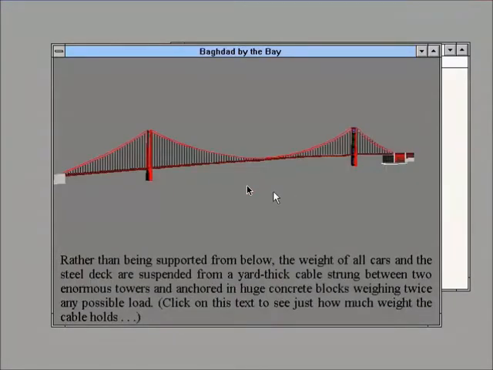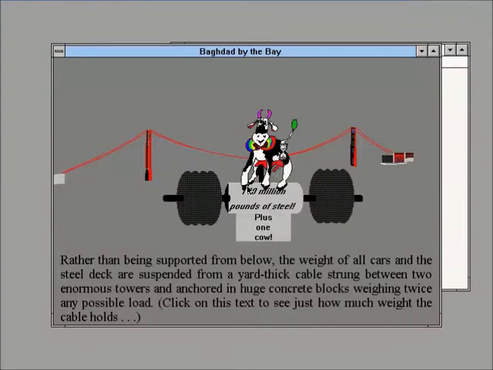Rather than being supported from below, the weight of all cars and the steel deck are suspended from a cable strung between two enormous towers and anchored in huge concrete blocks weighing twice any possible load. Click on the text to see just how much weight the cable holds. 100 million pounds of steel. Plus one cow.